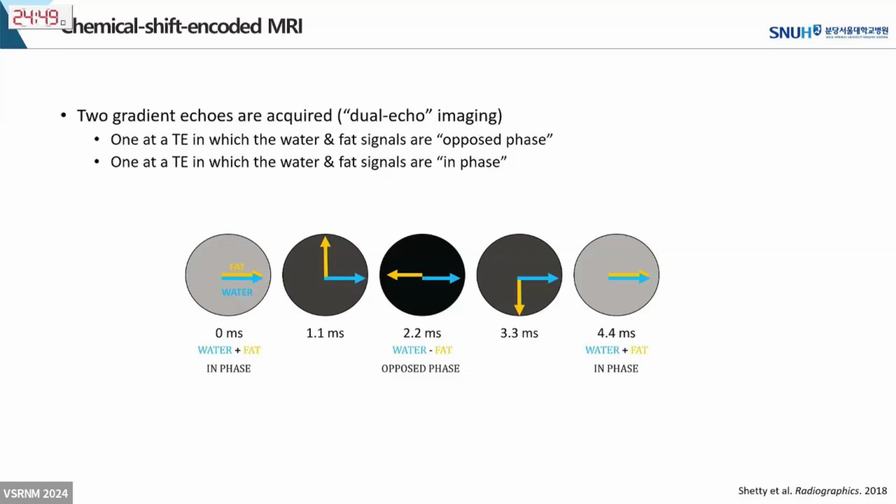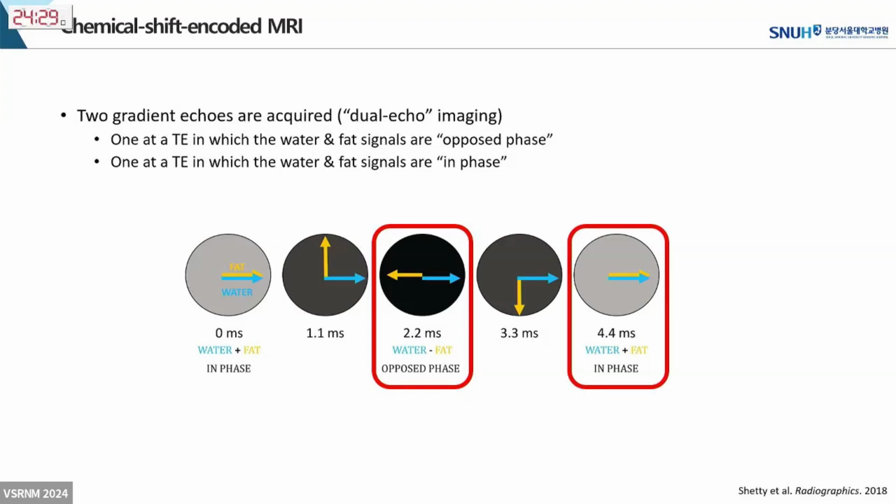The two-point Dixon technique is a commonly used method for detecting liver fat. It involves acquiring two gradient echoes, one at a TE in which the water and fat signals are in opposite direction, referred to as the opposed phase image, and one at a TE in which the two signals are in the same direction, referred to as the in-phase.